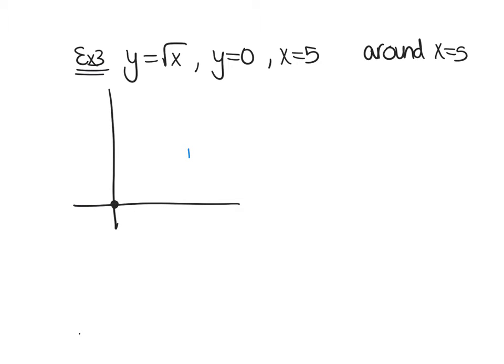So we have our square root graph that looks like that. y equals 0 is our x-axis. x equals 5 is right here. And we want this to rotate around that line. So this will be our shaded region. And since we are rotating around x equals 5, we want to draw our rectangle perpendicular to that.